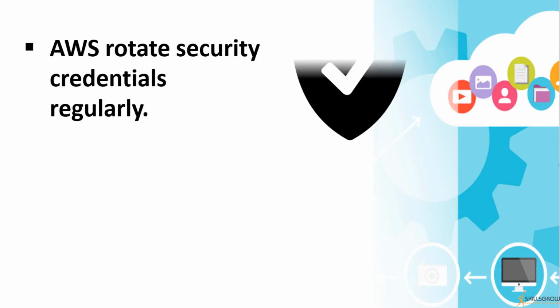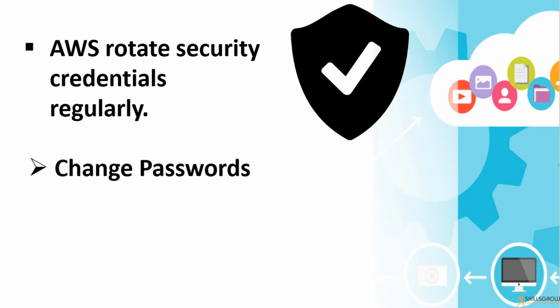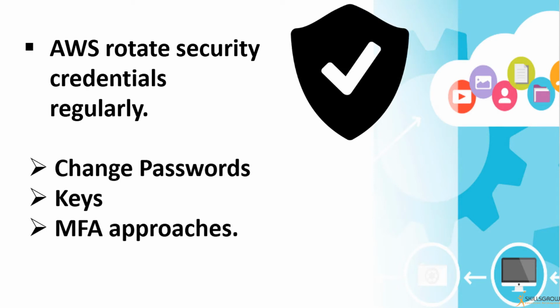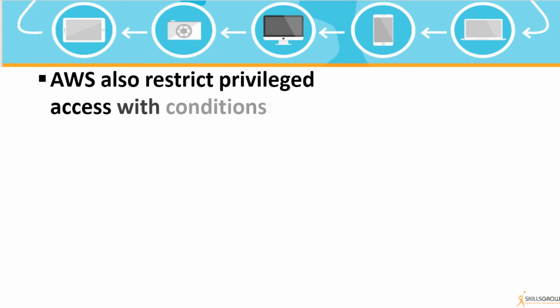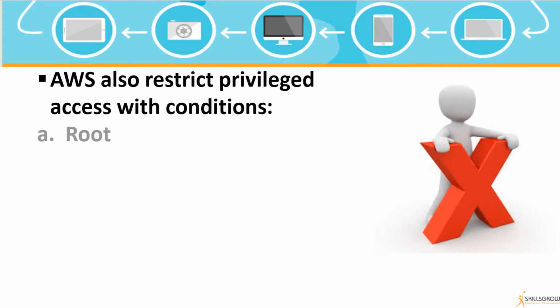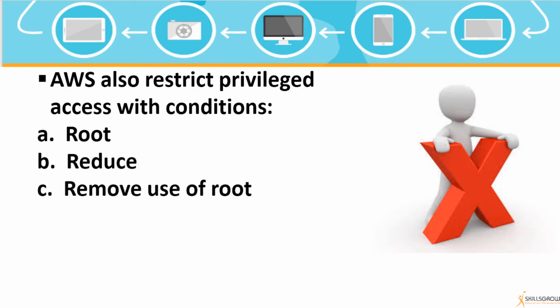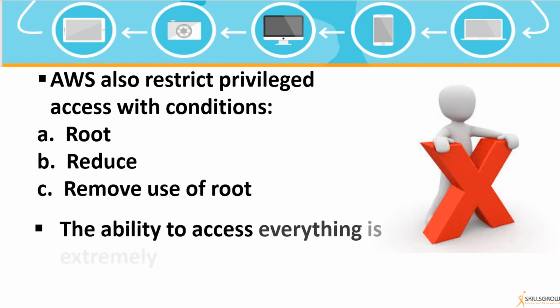Amazon Web Services rotates security credentials regularly. That means they have to change passwords, keys and MFA approaches, thereby providing more security for the information. Amazon Web Services also restricts privileged access with conditions. These conditions are to reduce or remove use of root, because the ability to access everything is extremely dangerous for anybody to have.